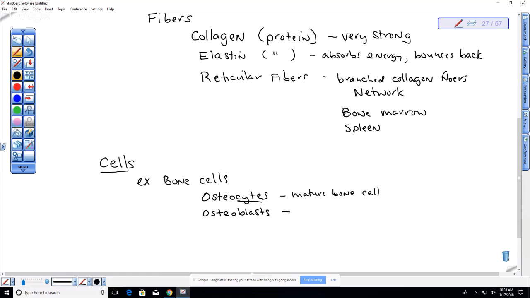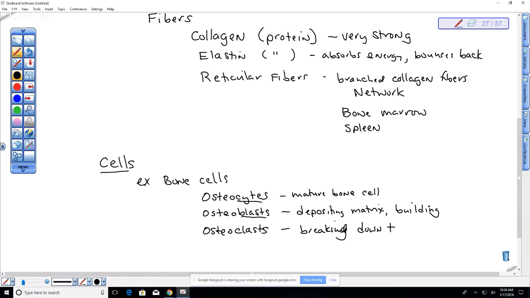So a blast means that it is putting down matrix. So it is depositing matrix. So it is building connective tissue. Okay. So that's the blast part. And then we also have osteoclasts. And so the osteoclast means that it is breaking it down. Oops, breaking down the matrix.